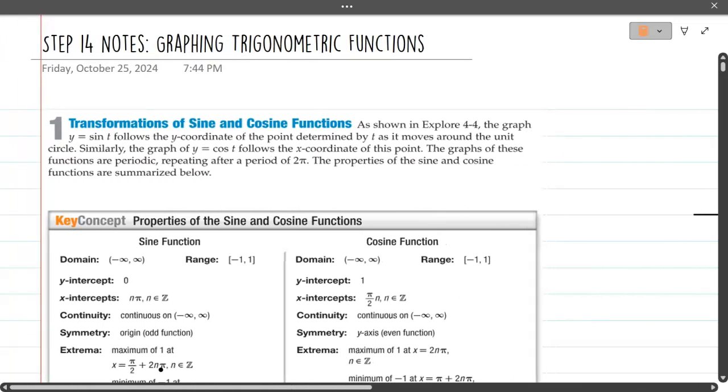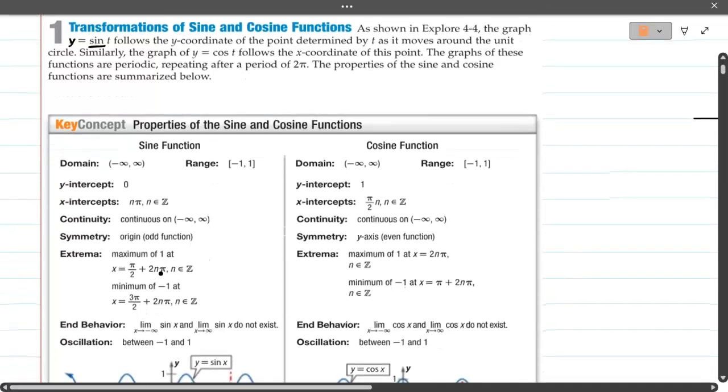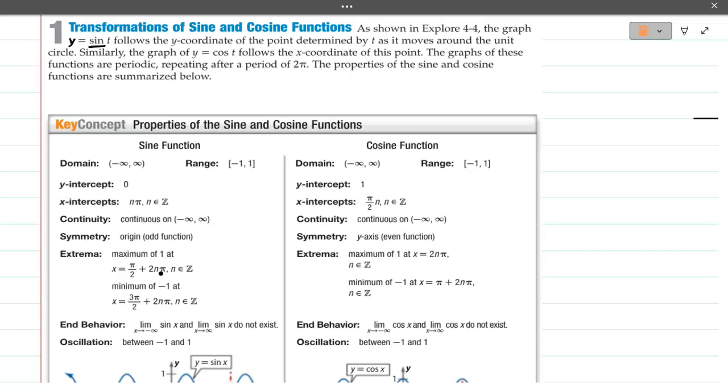So you probably remember from our unit circle that sine is our y-coordinate and cosine is our x-coordinate. So when we try to graph these coordinates, the graphs are considered to be periodic, meaning they repeat after a certain period. So for sine and cosine, they repeat themselves after a period of 2 pi.